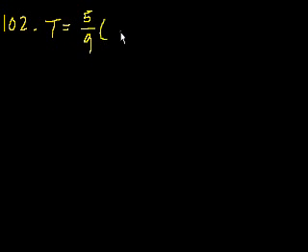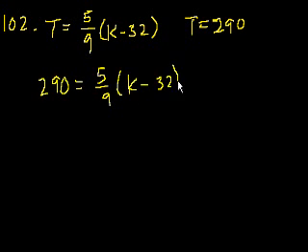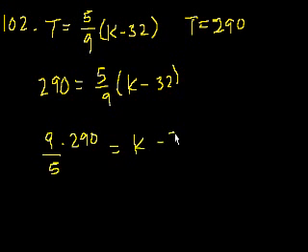Problem 102. If t is equal to 5/9 times k minus 32, and t is equal to 290, then what is k equal to? So this is kind of one of those speed problems. So we have 290 is equal to 5/9 times k minus 32. So multiply both sides by 9/5. You get 9 over 5 times 290 is equal to k minus 32.